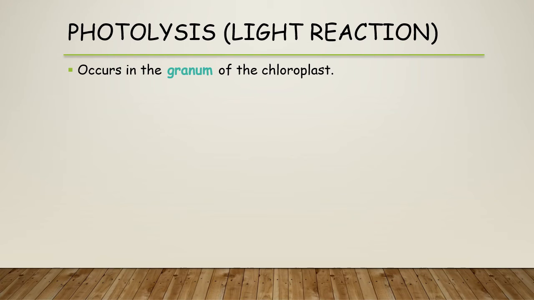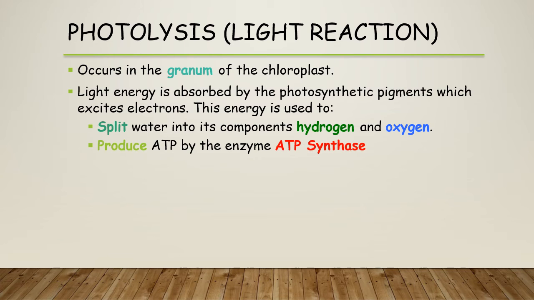So it occurs in the granum, so that's one of the new regions we've just heard about this week within the chloroplasts. And this is an extra layer of information. Light energy is absorbed by the photosynthetic pigments, and that excites electrons within those pigments. That energy is then used to split water into hydrogen and oxygen, and then also produce ATP in a similar way that we've talked about in the metabolic pathways, so driving production through the enzyme ATP synthase. Oxygen is then released as a byproduct. It's a waste product in this process for the plant, so it's released into the atmosphere.